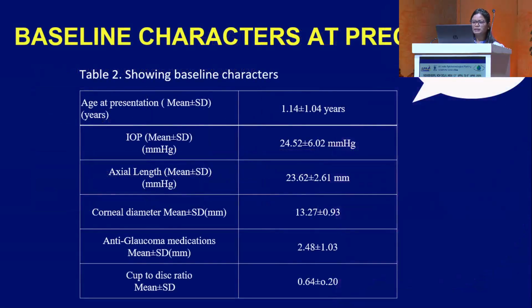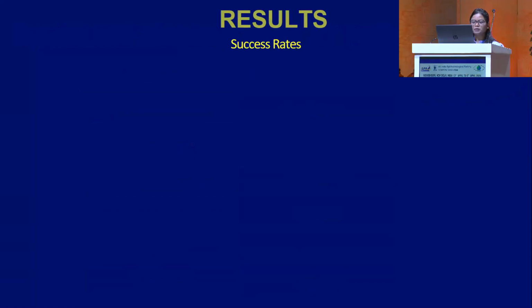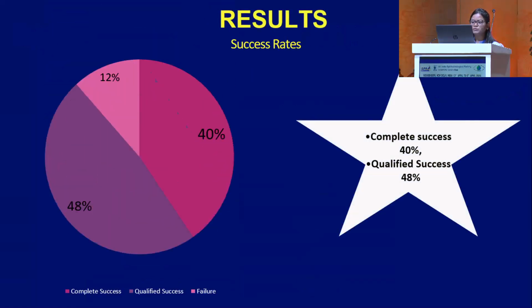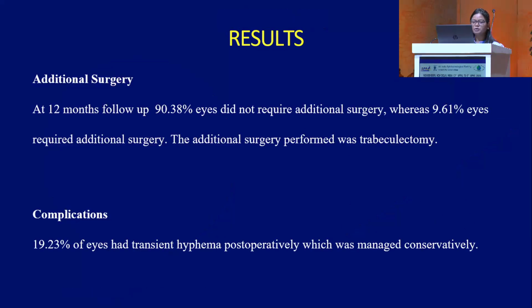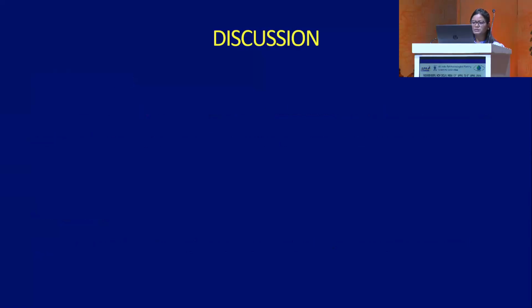These are the baseline characteristics. The mean age was 1.14 plus minus 1.04 years, and the IOP and the anti-glaucoma medication had already been discussed. The mean cup disc ratio was 0.6 plus minus 0.2. Coming to success rate, complete success was seen in 40% and qualified success was seen in 48%. So at 12 months, around 9.61% of eyes required additional surgery, which was trabeculectomy, and the complication which was seen was hyphema, which was managed conservatively in 19.23% of eyes.